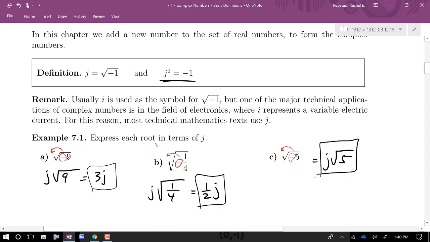Now you'll notice sometimes I put the J at the end and sometimes I put it in the front. Usually whenever I have any coefficient or factor in front with a radical, I write it in front so it doesn't look like it's inside the radical, so that's why I write it out front here. If you wanted to call this J3 instead of 3J, go for it. Lots of people do it.